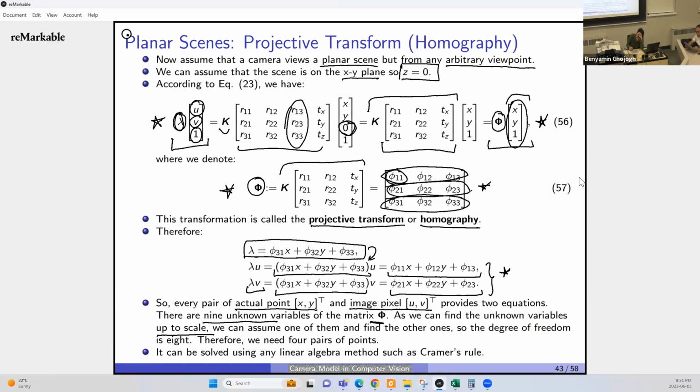Therefore, we can assume that its degrees of freedom is 8, 9 minus 1, because it can be found up to scale. You can scale the matrix phi and nothing happens. Therefore, we need 4 pairs of points, because every pair of points gives us 2 equations. By pair of points, I mean pairs of actual points in the 3D planar scene and the pixel in the 2D image. And again, we can use Cramer's rule or any method in linear algebra to solve that.